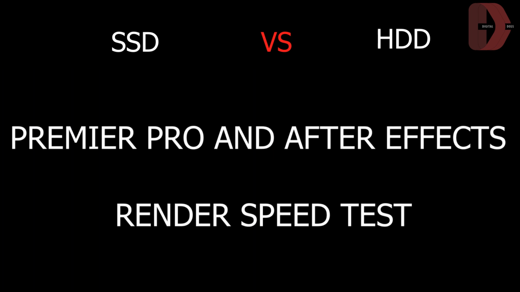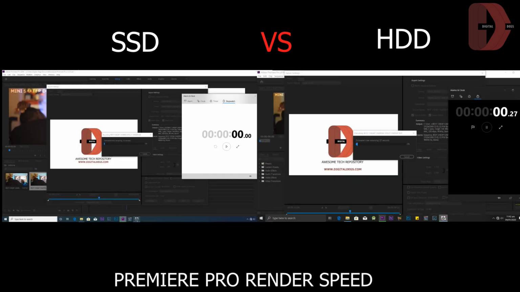So, the Premiere Pro and After Effects render speed test. I'll be rendering the same video with the same effect at the same time. Okay, so I'll be using the inbuilt support, as you can see on my SSD. I'm using the light theme, whereas on the other I'm using the dark theme.